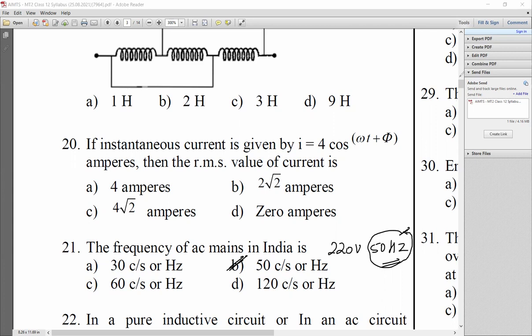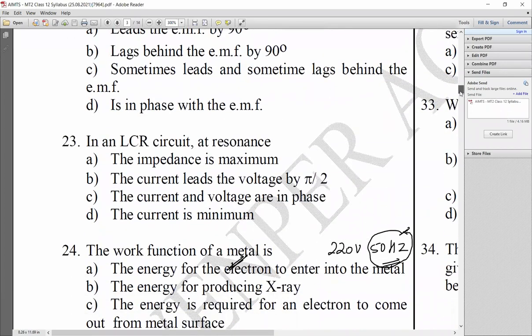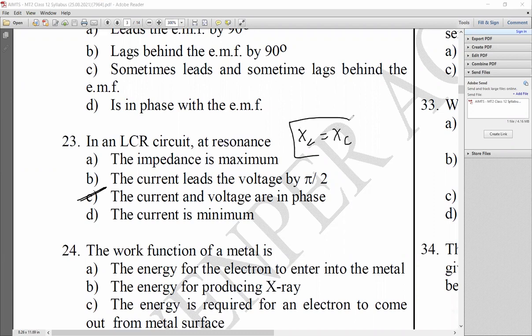Next, question number 22. In an LCR circuit at resonance, is the impedance maximum? No, impedance is minimum. Does current lead the voltage by pi by 2? No, current and voltage are in the same phase. Current is maximum. Resonance means X_L is equal to X_C, Z will be minimum, I will be maximum, and current and voltage are in the same phase.